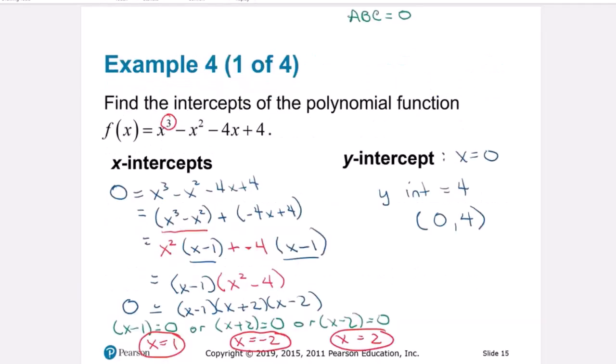Each one of these, if I were to graph it, and I'm not going to graph it yet, but if I were to graph it, I know that I have an x-intercept at 1, 2, and negative 2. I know for sure those 3 points are on the graph. And then for my y-intercept, it's at 4: 1, 2, 3, 4.